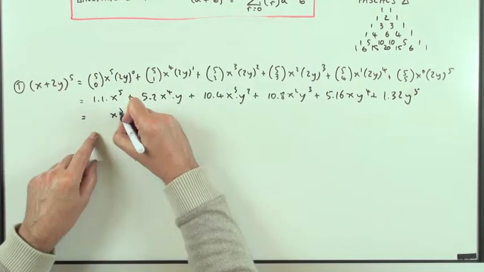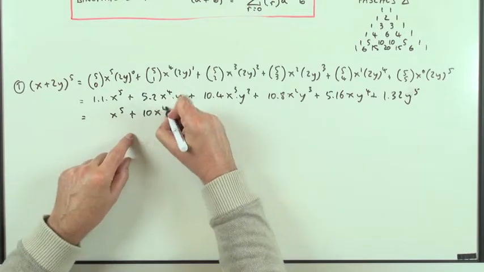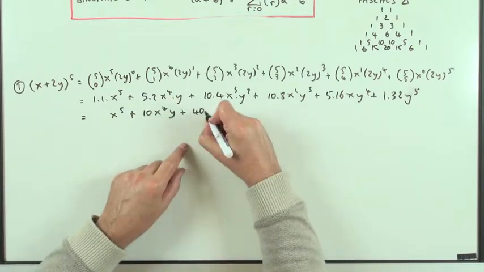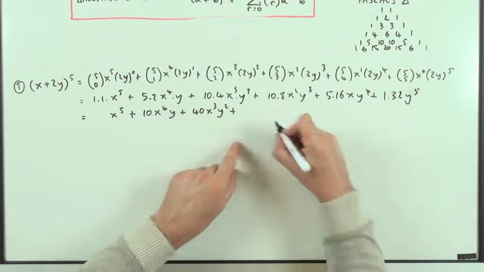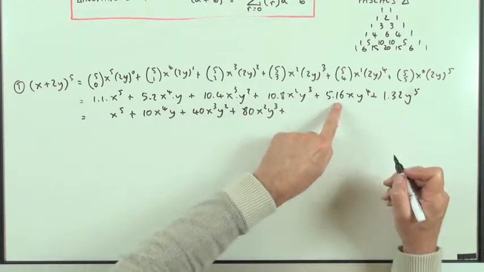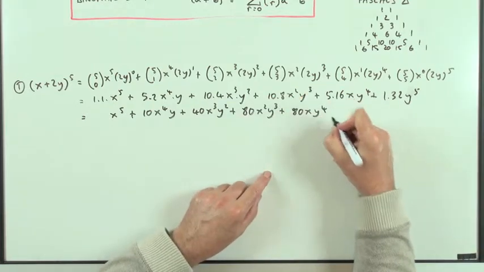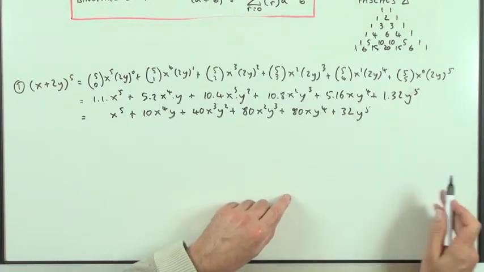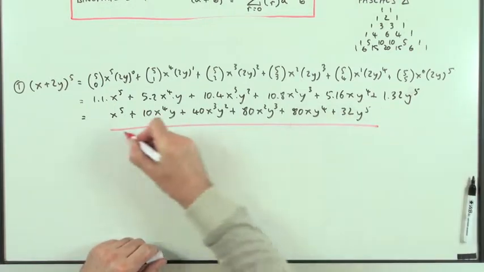So what's that all together? That's going to be x to the 5, that's going to be 10 x to the 4 y, that's going to be 40 x cubed y squared, that's going to be 80 x squared y cubed, that's going to be 80 again, x y to the 4, and 32 y to the 5. And there it is. Right, that's that one done.